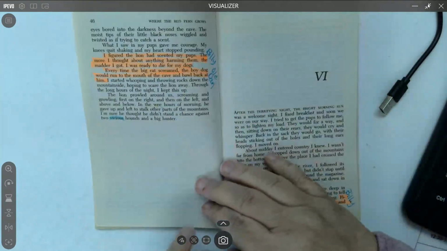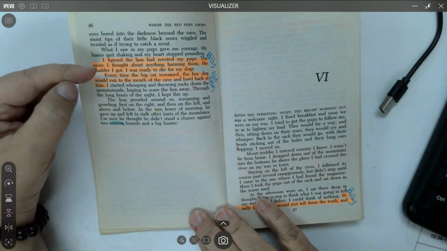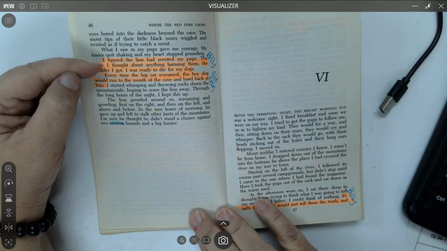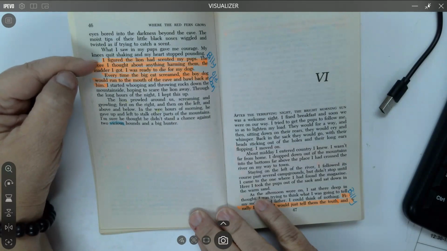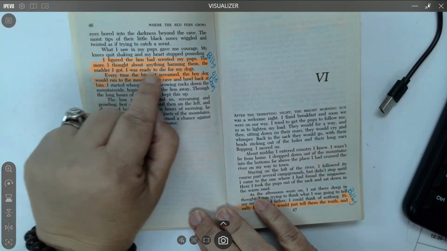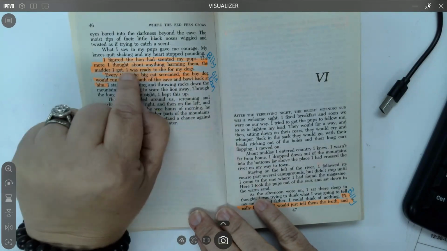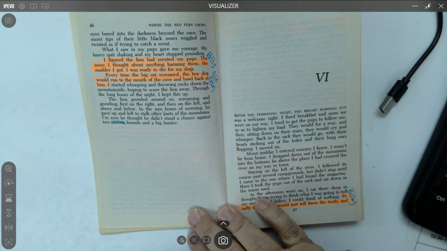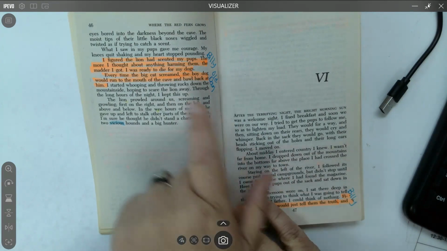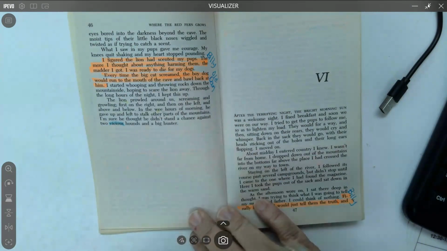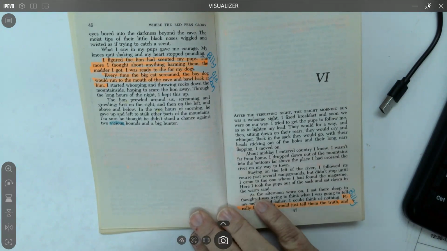Next page. We have Billy. I figured out the lion had scented my pups. So he's noticing here how strongly he already feels just in one day about his dogs: I was ready to die for my dogs. And more about old Dan, we see the boy dog is running out to the mouth of the cave and yelling back at that cat every time it howls.